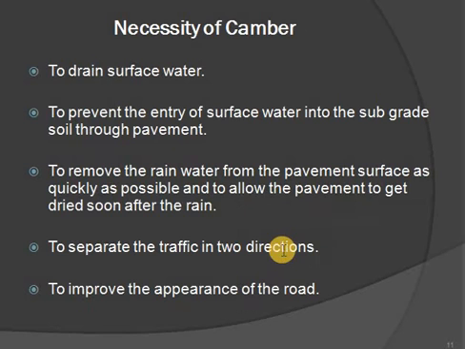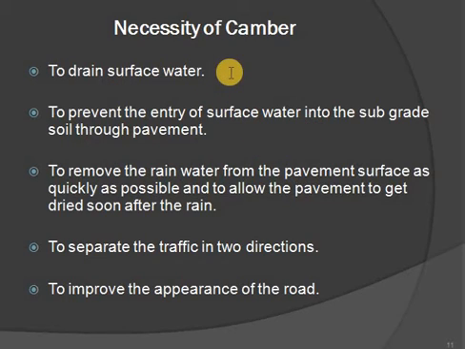So why is camber necessary? What is the use? To drain surface water, to prevent the entry of surface water into the subgrade soil through the pavement, to remove rainwater from the pavement surface as quickly as possible, to allow the pavement to dry soon after the rain, to separate the traffic in two directions, and to improve the appearance of the road. These are the necessities of camber.